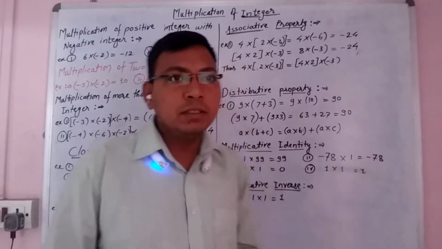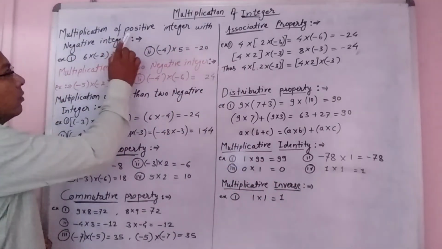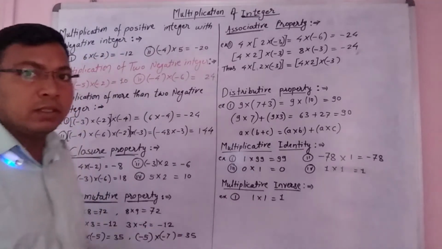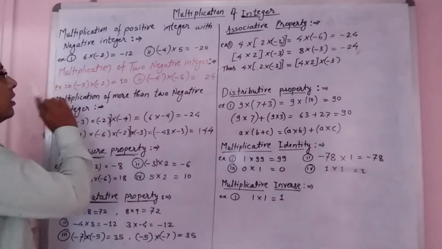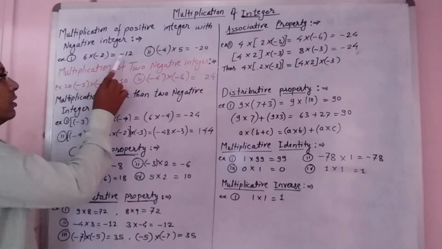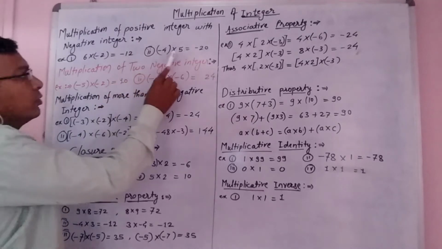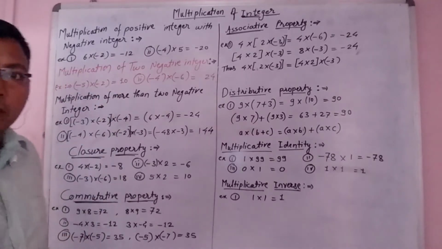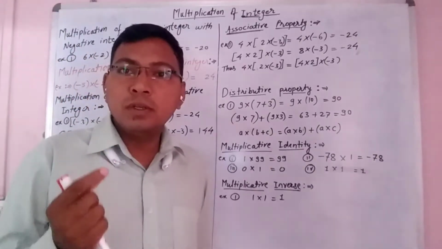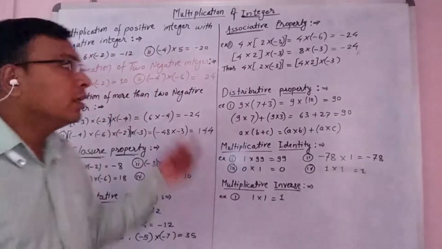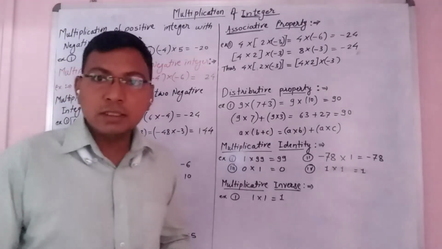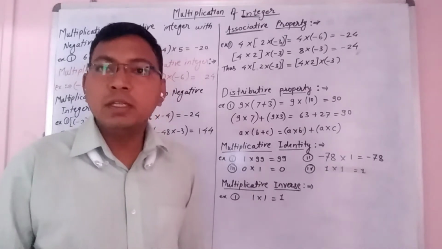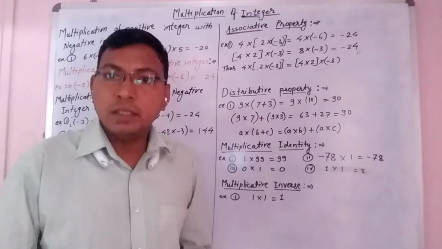So the first rule is the multiplication of a positive integer with a negative integer. In this rule we see the examples 6 into minus 2, that is minus 12, and minus 4 into 5, that is minus 20. In these two examples we take one negative number and one positive number, so we get a negative answer. Means when you multiply one positive number with one negative number, the product will be negative.